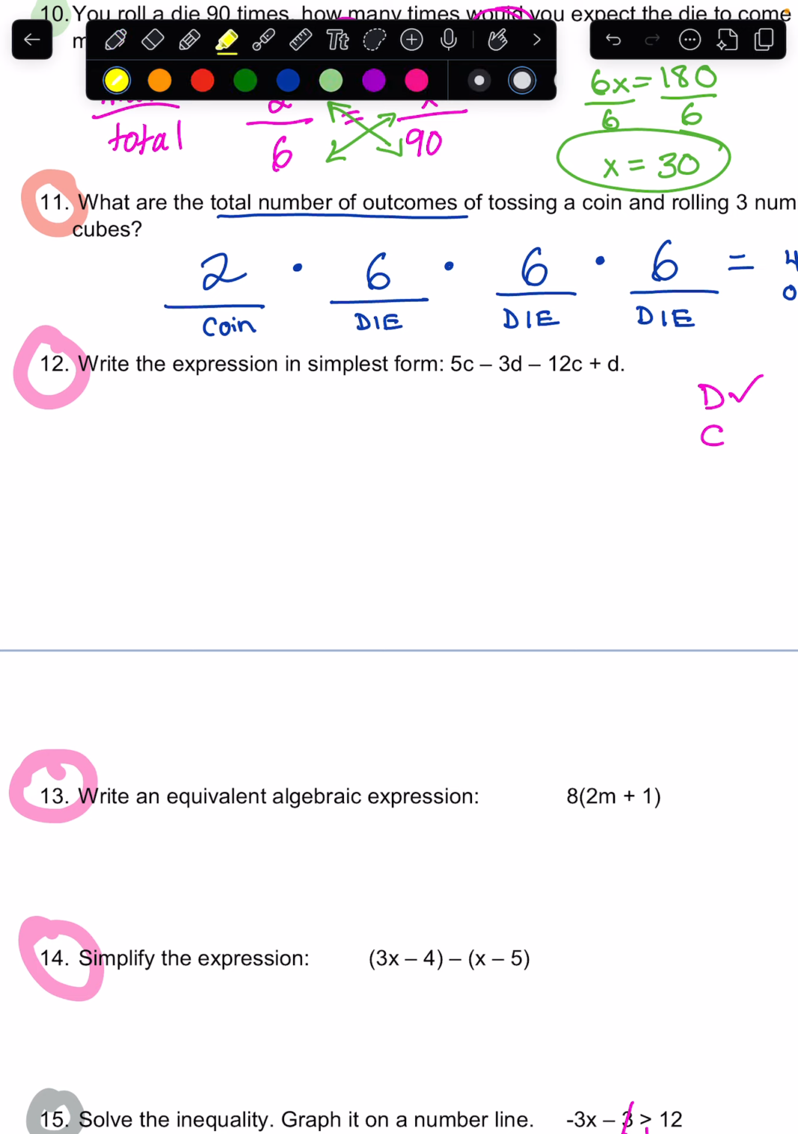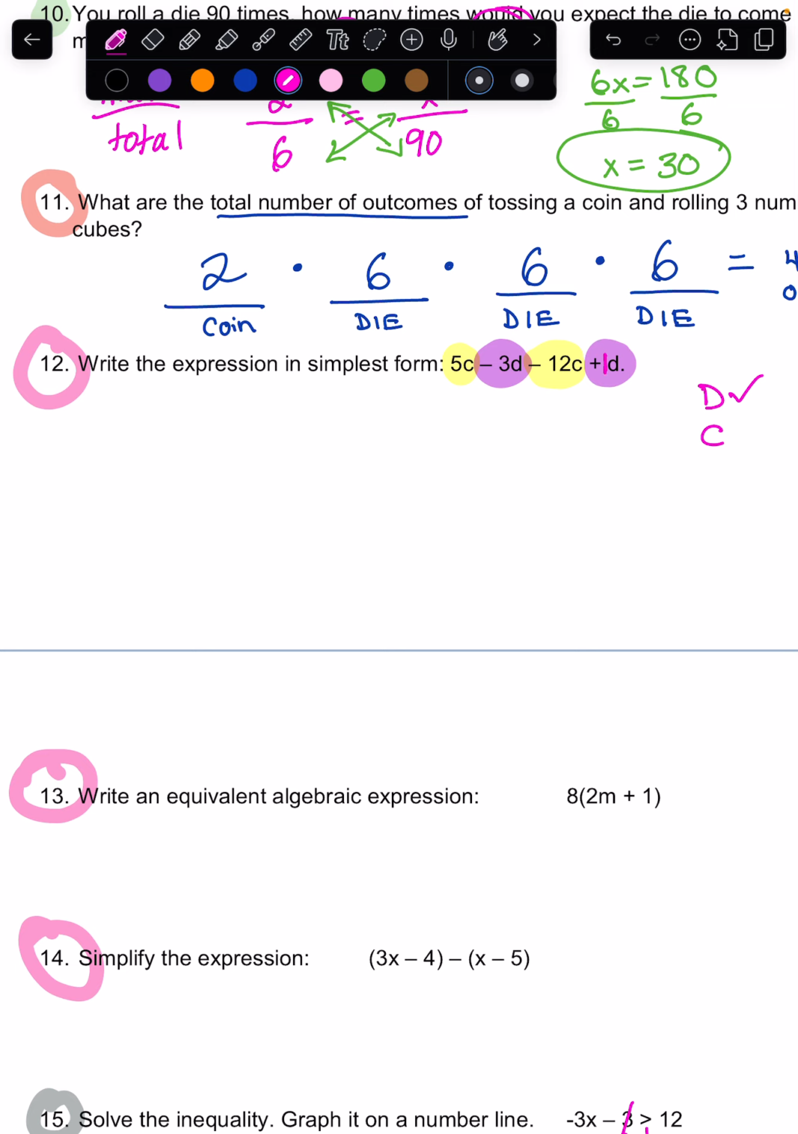So like terms have the same variable raised to the same power. So I have 5c, and then I also have negative 12c. Make sure that you are lassoing the sign in front. I also have negative 3d and plus d. And remember, there is an invisible 1 in front of that d.